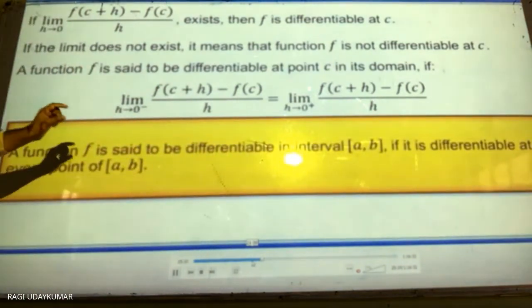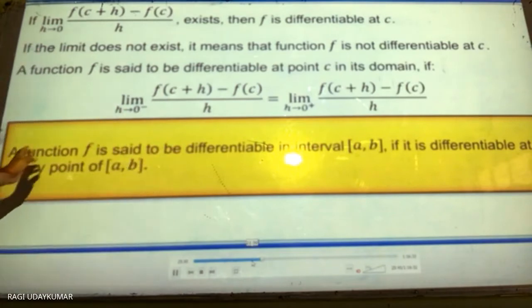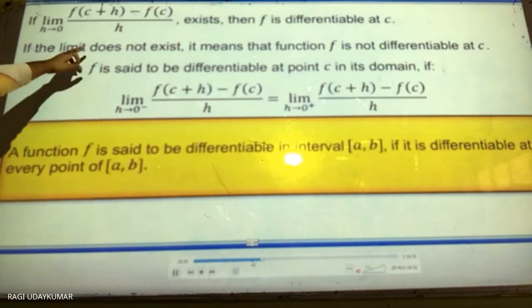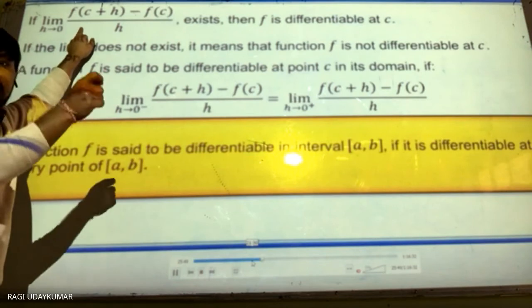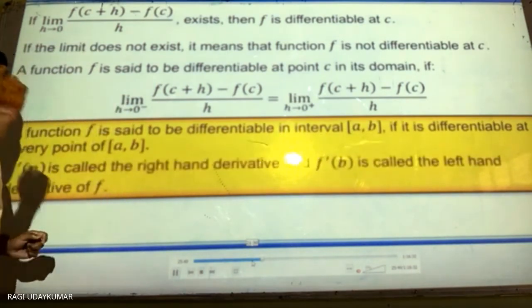So a function f is said to be differentiable in a particular interval a comma b if it is differentiable at every point. This is the differentiability of the function at a particular point c, and this is in a given domain, an interval a comma b.